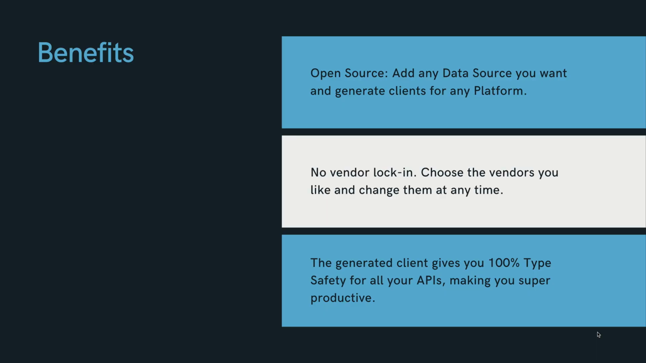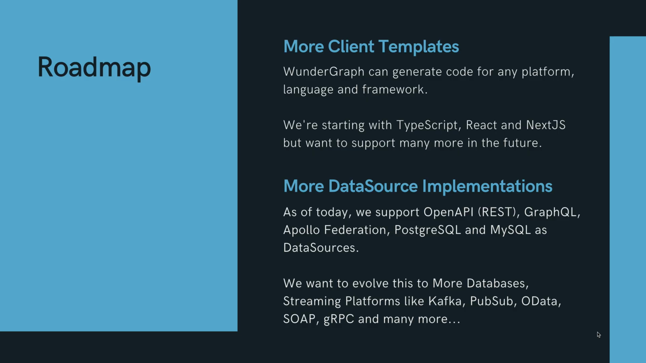So what are the benefits? The framework is open source, and you can add any data source or any template for generating different clients you want. It helps you escape the vendor lock-in, because anytime you're unhappy with one of the providers or APIs you're using, you can swap them. And the generated client gives you 100% type safety for all your APIs, and that makes you super productive.